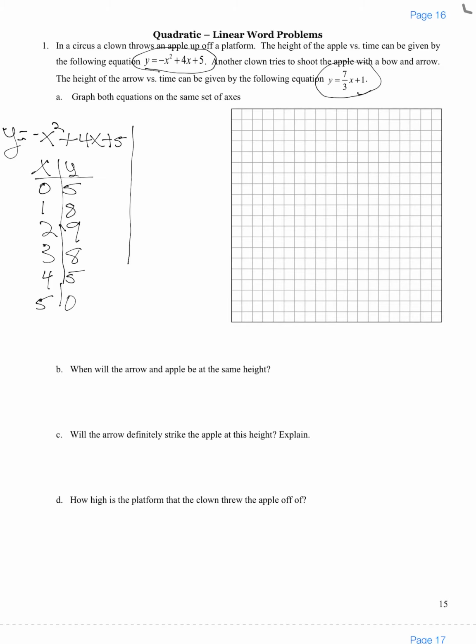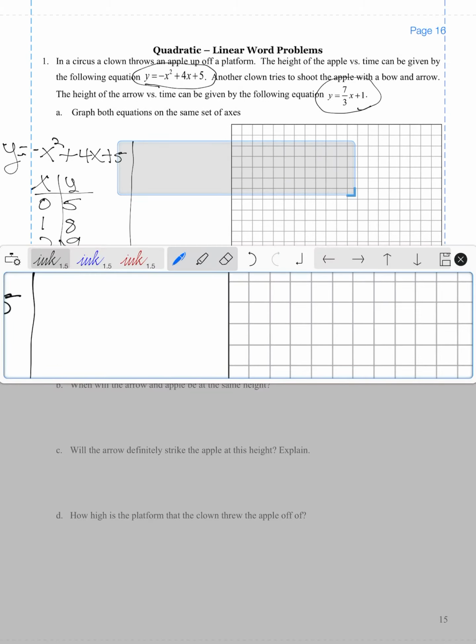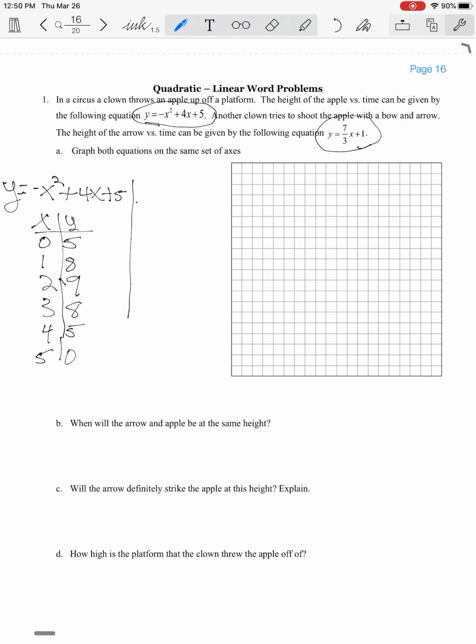Then I'm going to come and I'm going to graph my line. I have y equals 7/3 x plus 1. When I get my table, I know I'm not going to copy any fractions. So I'm going to start with (0, 1), (3, 8), (6, 15). You also don't want any negatives. We're only using positives.